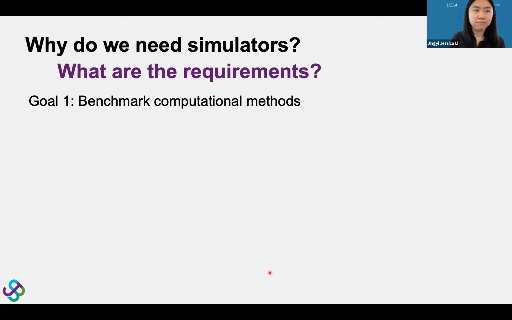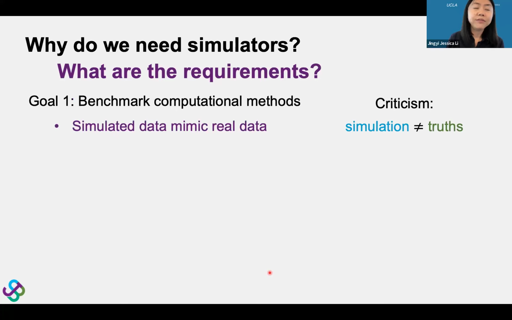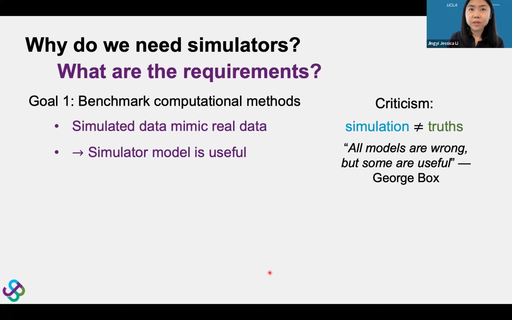The first goal is, for sure, the easiest reason people can think of: to benchmark computational methods. That's why many simulators are used in method development. But there's always a criticism from scientists: simulation is never the truth. Then why would they trust them? However, my argument is that if the simulated data mimic real data to a certain degree, then we should conclude that the simulated model is useful. There's a famous quote from George Box: "All models are wrong, but some are useful."